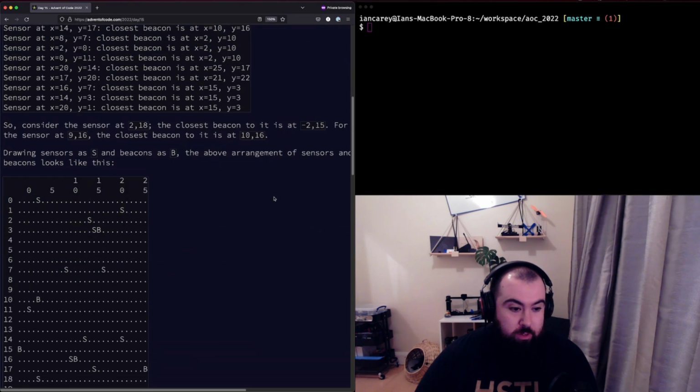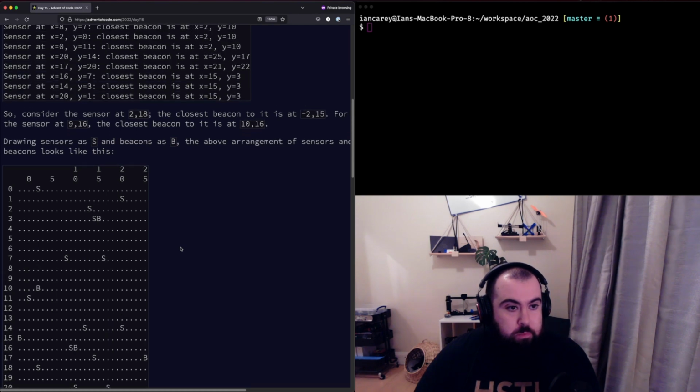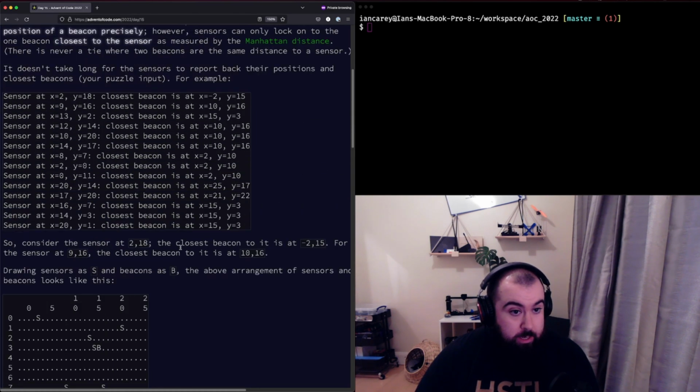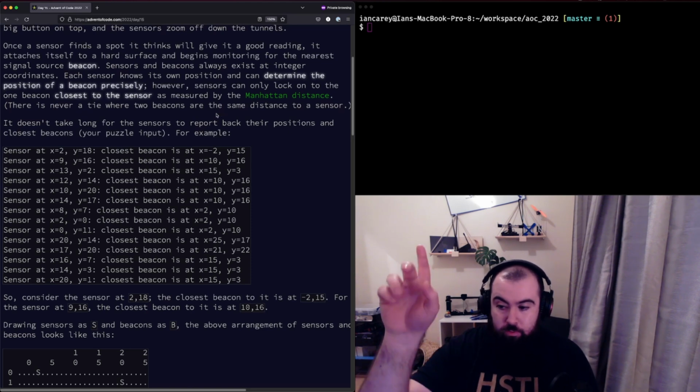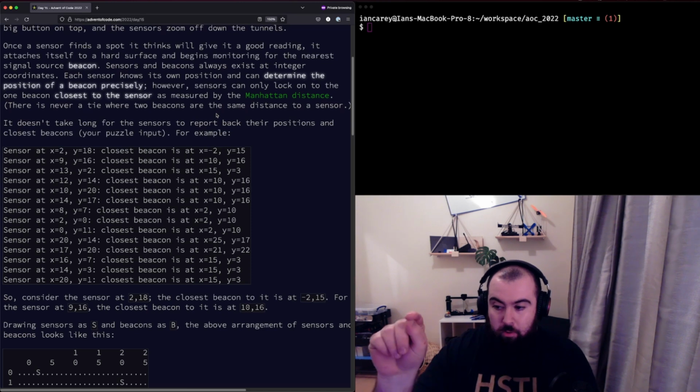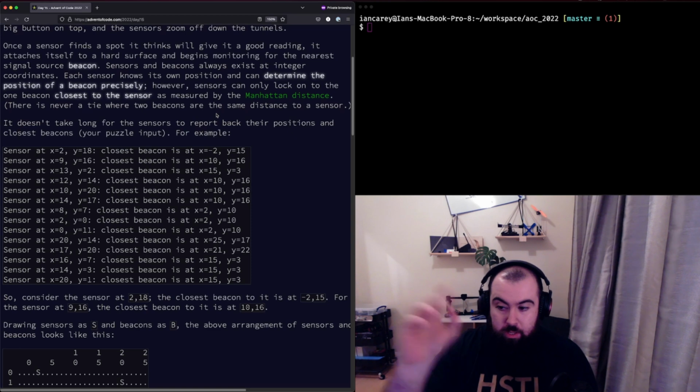So if we go down and have a look, we can see that we end up basically with a map like this. All the S's are the sensors, and the B's are the beacons. We're also told that the closest beacon is calculated on a grid by the Manhattan distance. The Manhattan distance, if you're on a grid, is just the sum of all the x differences and the sum of all the y differences added together, which gives you the Manhattan distance between any 2 points on a grid.